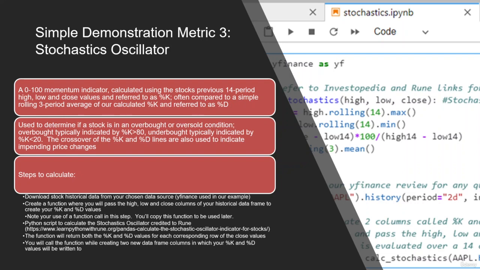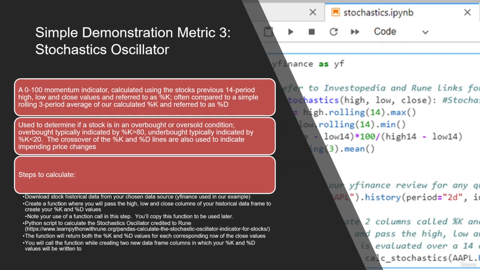So to calculate this, we will be, as in our previous examples, downloading our financial data from Y-Finance. We will create a function where we will now pass multiple values from our created data frame to get our %K and our %D values. We will return both of these values, and as in our last example, append 2 new columns to our data frame with that function call.